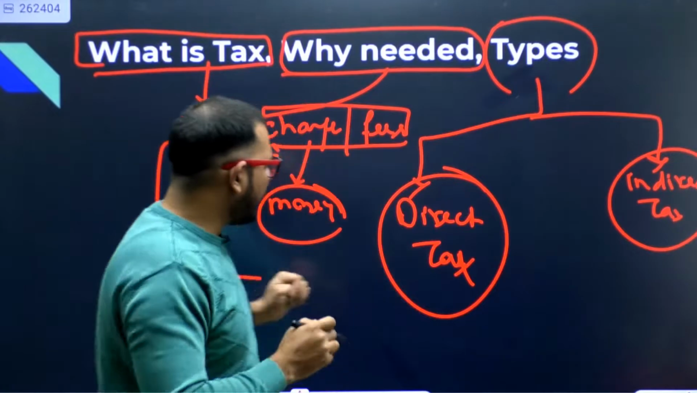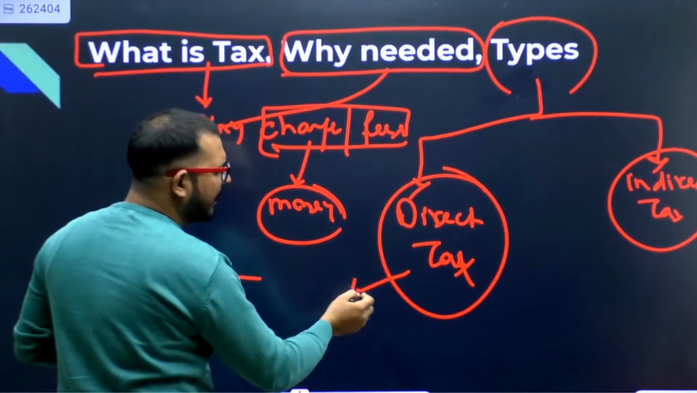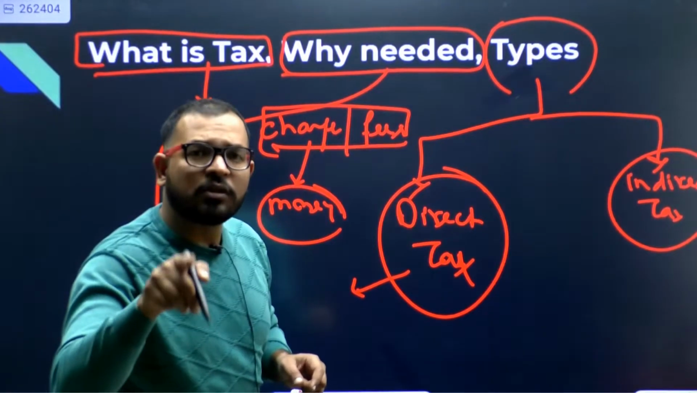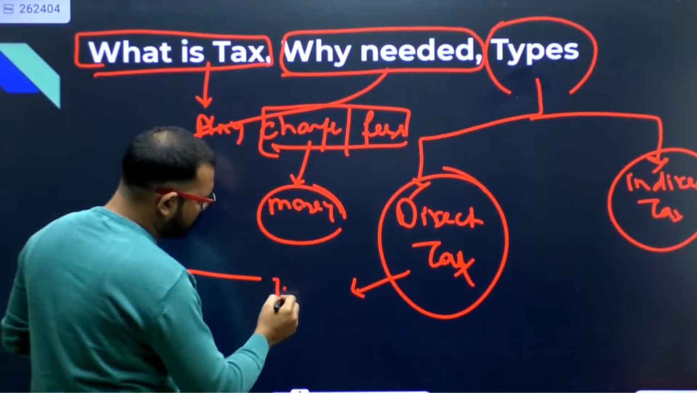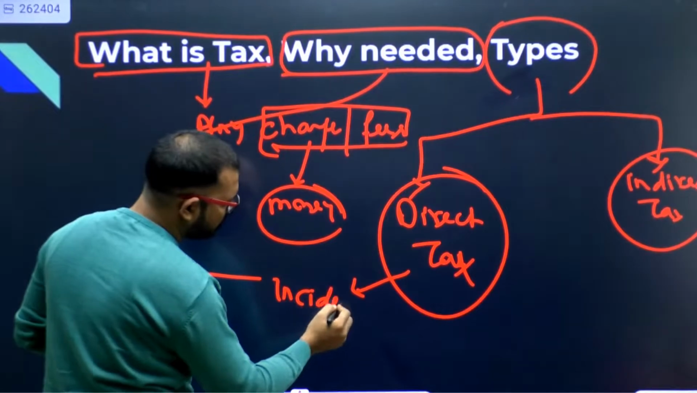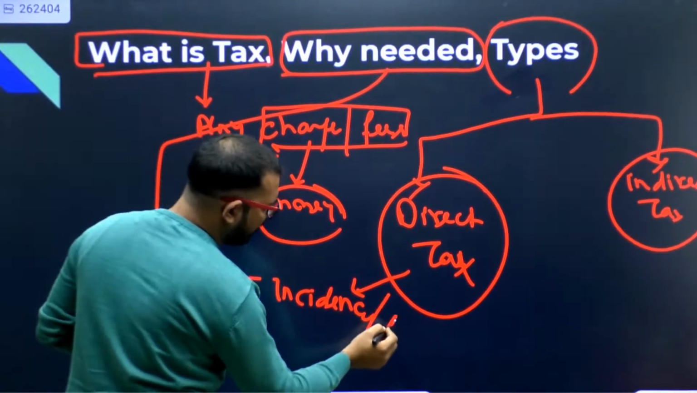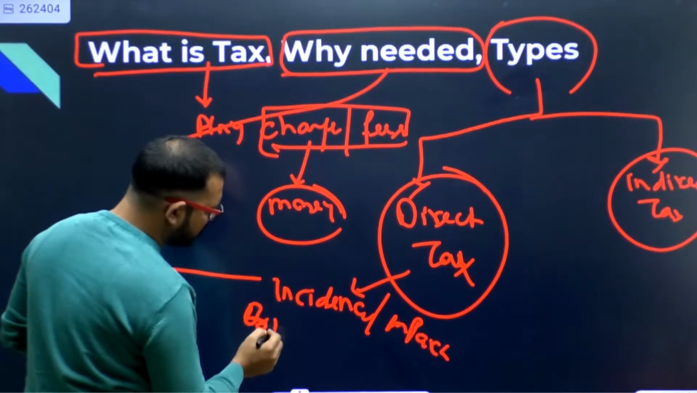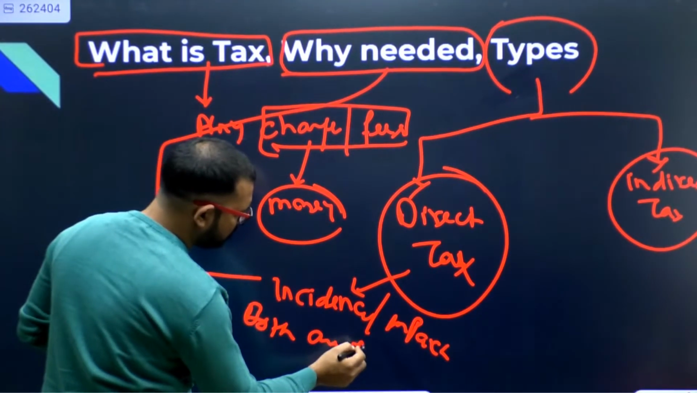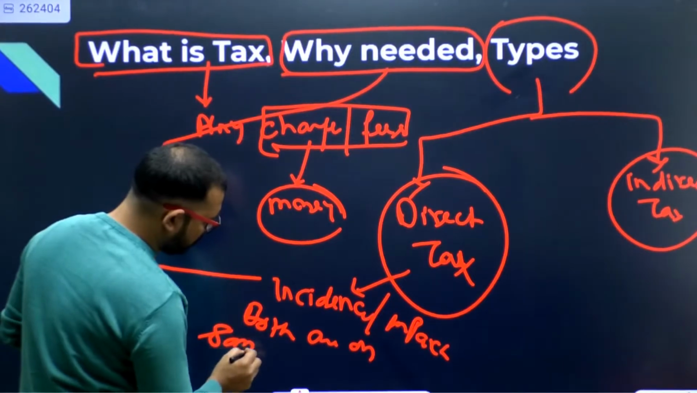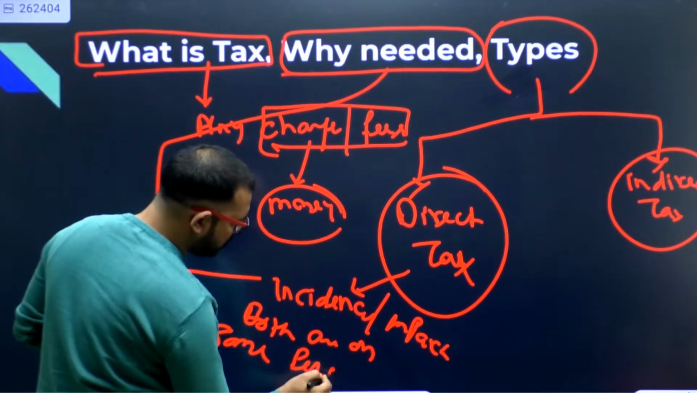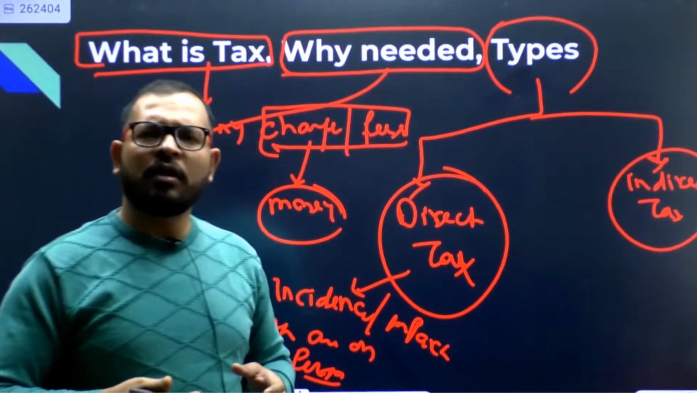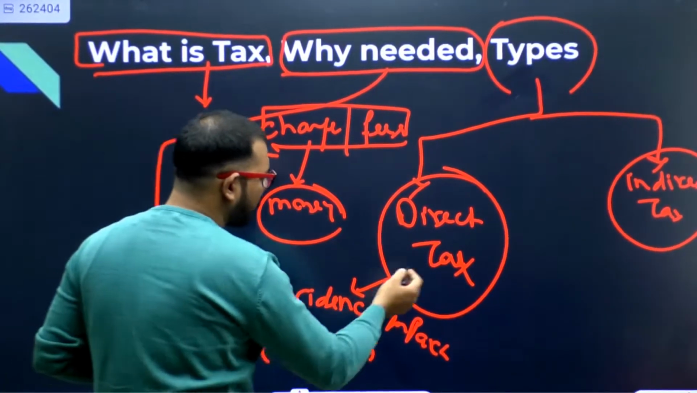For example, direct tax. In direct tax, incidence and impact both are on the same person. Okay, wait. What is this? How? Let's understand through an example.